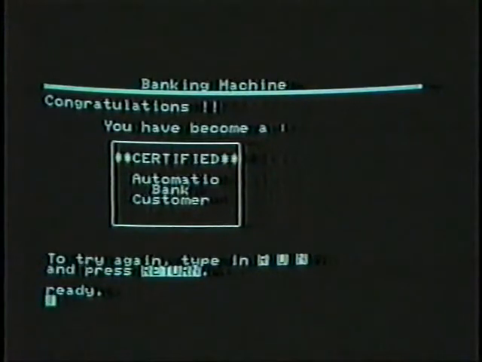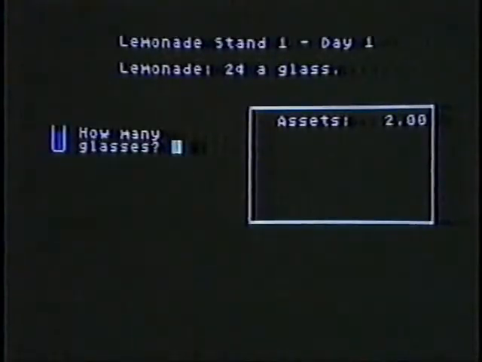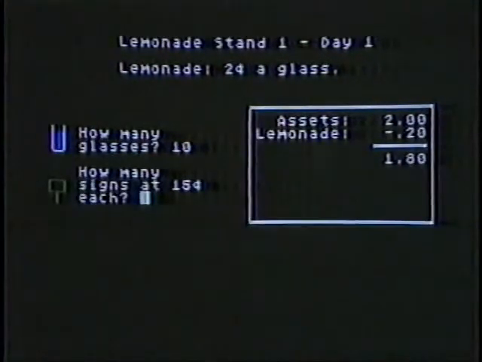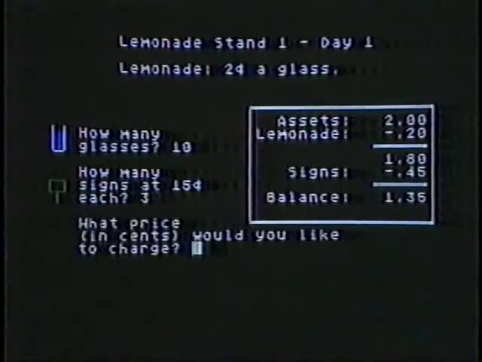Now that you know how to fly a helicopter and use an automatic banking machine, it's time for you to learn how to run a lemonade stand. It's on the Atari. We're going up all the time. Okay, how many lemonade stands are there? One lemonade stand. I'm sure the prices have gone up a lot since I had a lemonade stand. Okay, here we go. Now, how many glasses? Well, we'll start conservatively with 10 glasses. How many signs? I think 3. We should let folks know we're in business.